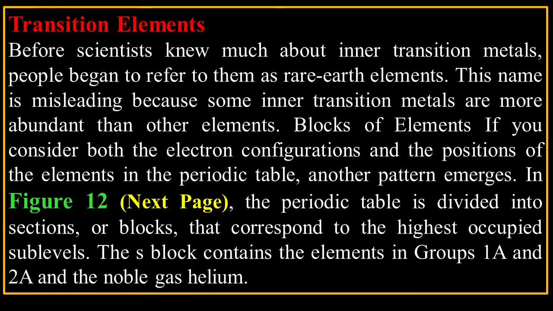Blocks of elements. If you consider both the electron configurations and the positions of the elements in the periodic table, another pattern emerges. In Figure 12, on the next page, the periodic table is divided into sections or blocks that correspond to the highest occupied sublevels. The S block contains the elements in groups 1A and 2A and the noble gas helium.